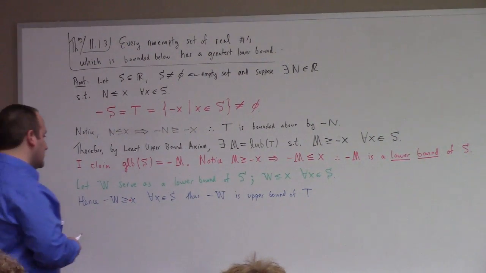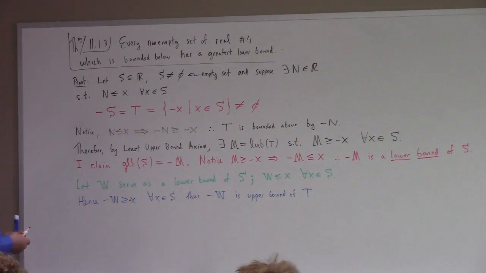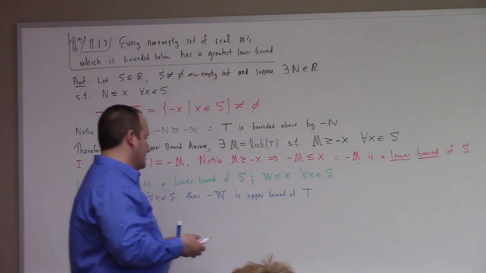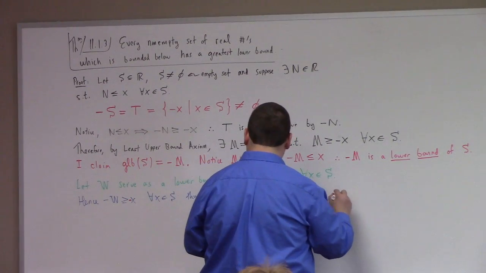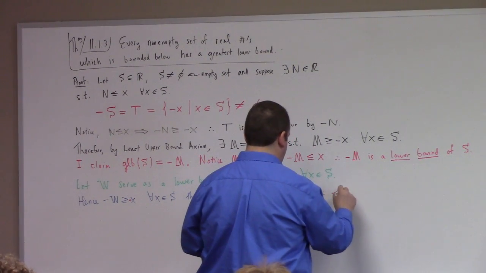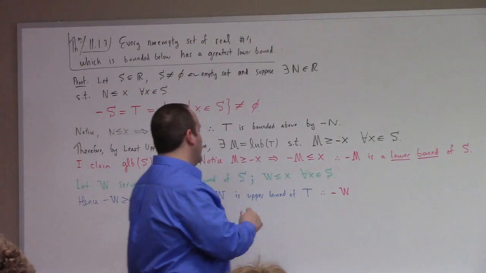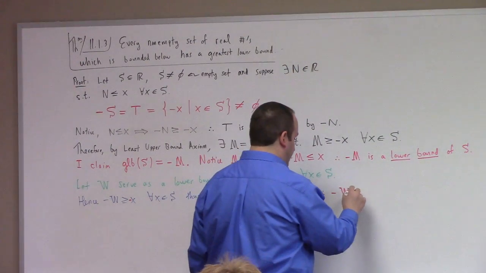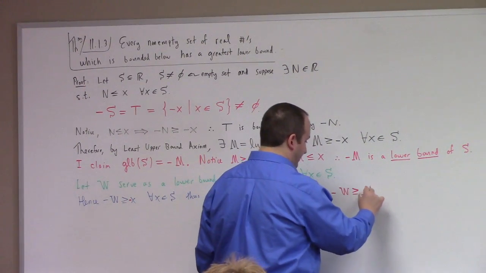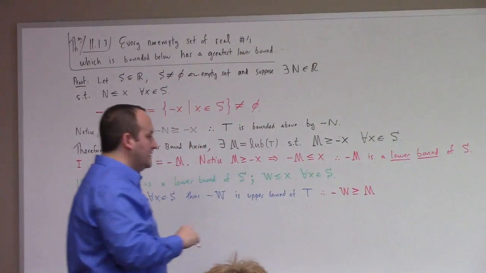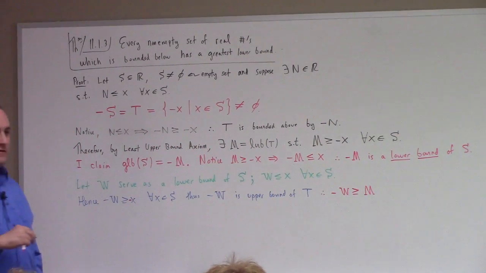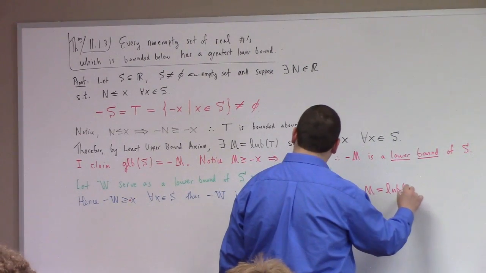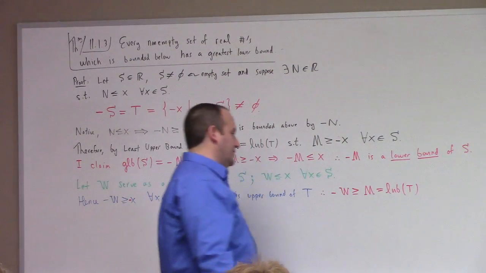So, what does that say then? How is minus W related to M? What is M? M is the least upper bound. So minus W must be greater than or equal to M by definition of least upper bound. But what does that tell us?